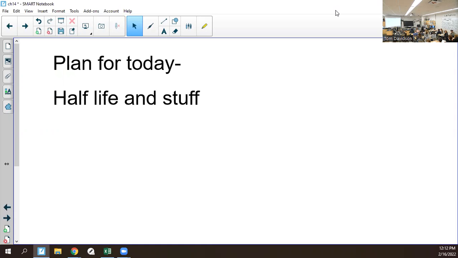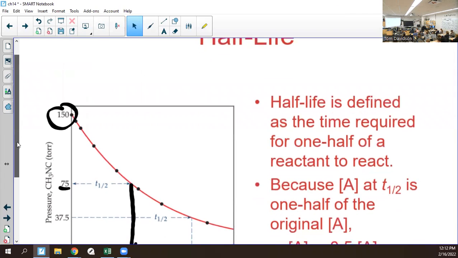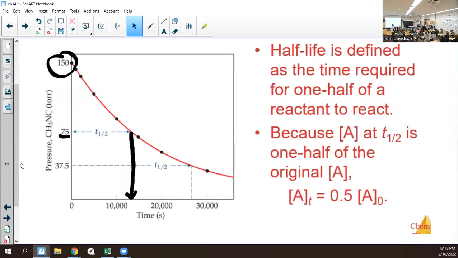Half-life and stuff. Next. Half-life is defined as the time required for 1/2 of a reactant to react. Half-life graphs, you'll get one on the AP test. It's like 100% guaranteed. They're super easy. You go to where there's half of what there was at the start, and then you go down to the time, and we could say, hey, that's 12,000 seconds. That should not be hard at all, reading a graph.